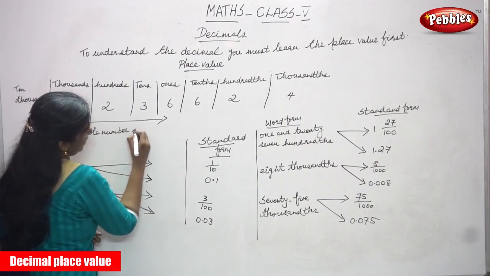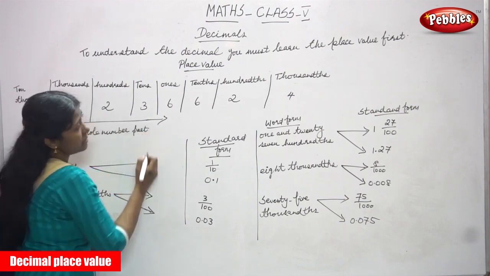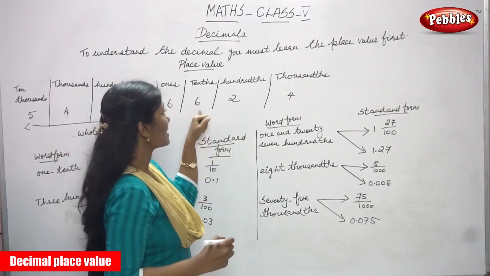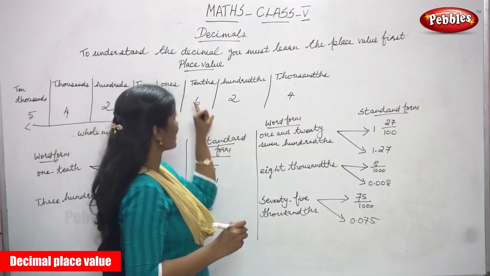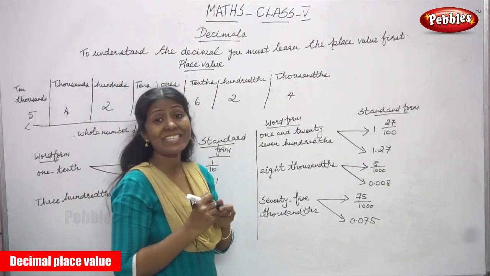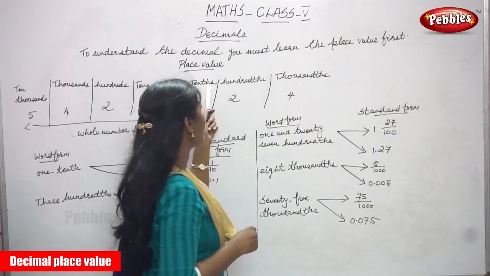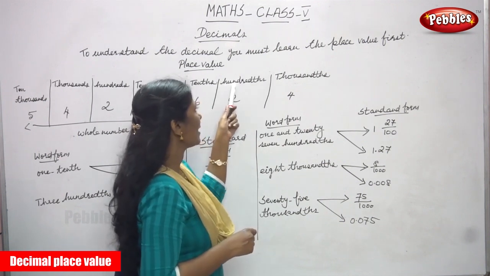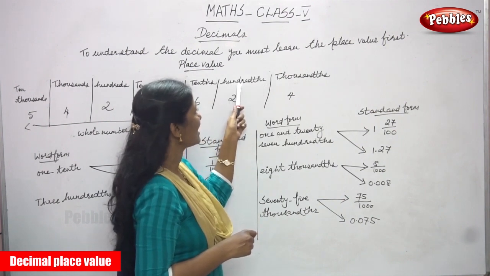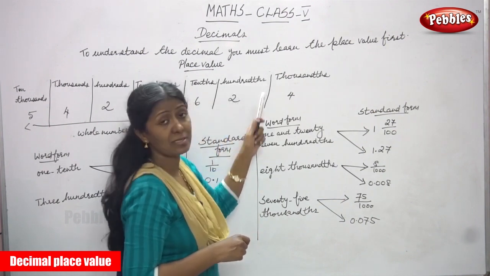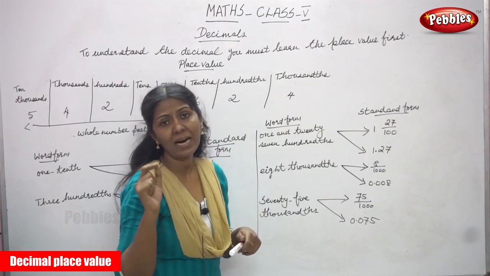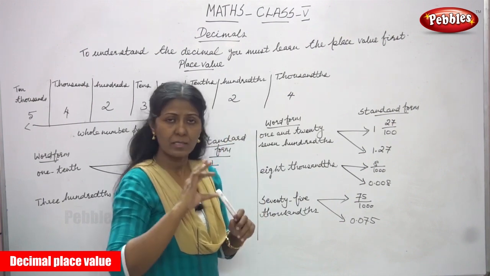And the next part, what is this? This is the decimal part. So we must know tenths first, T-E-N-T-H-S. Remember the spelling is very essential. T-E-N-T-H-S. Then hundredths, H-U-N-D-R-E-D-T-H-S. H-U-N-D-R-E-D is the normal spelling.